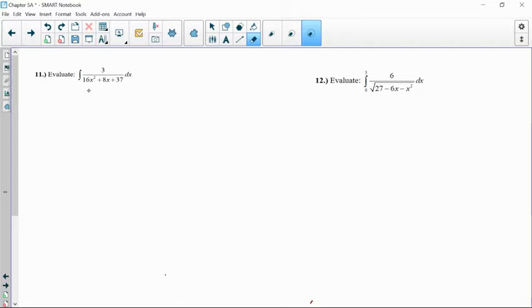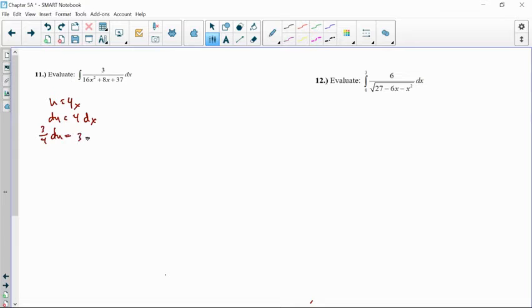But what I'm going to do is I'm going to actually let u be 4x because I know that this is like 4x is a quantity squared. And I'm thinking inverse tangent because I know it's quadratic in the bottom and a constant on the top. So I'm going to let u be 4x. So our du is 4 dx, which means I need 3/4 of the du to get 3 dx there.